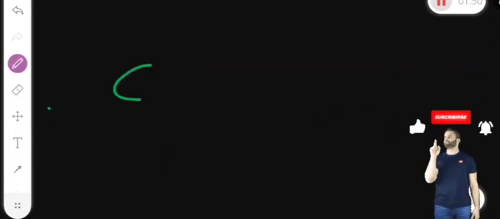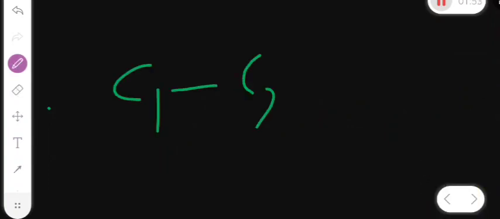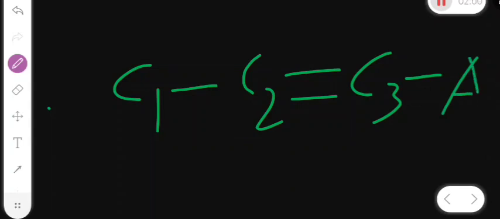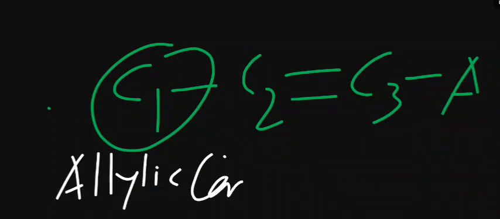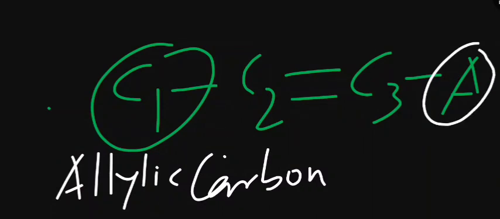Okay, so suppose I am taking this example, C1 is bonded to C2 and that is double bonded to C3, and that is bonded to something, say A or B. So the carbon atom adjacent to the double bond, C1, is the allylic carbon, right? Allylic carbon. Now if you ask me what this A group is, if this is suppose NH2, this does not have a carbon atom, right? So we cannot term it as allylic.